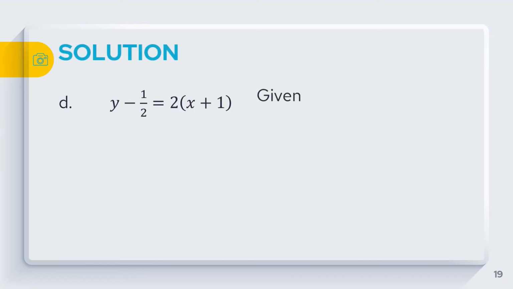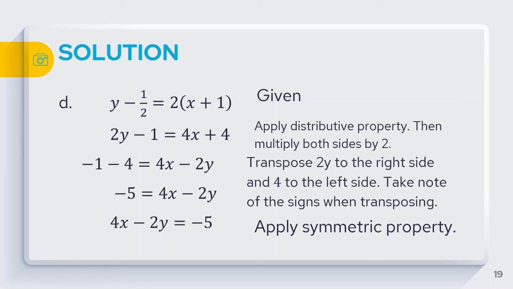For our last example, the given is y minus 1/2 is equal to 2 times the quantity of x plus 1. The next step is to apply the distributive property and multiply both sides by 2. This is to remove the parentheses and to make 1/2 a whole number. So the answer now will become 2y minus 1 is equal to 4x plus 4. The next thing that we have to do is to transpose 2y to the right side and 4 to the left side. Take note of the signs when transposing. 2y will become negative and 4 will also become negative since we are going to transfer it.